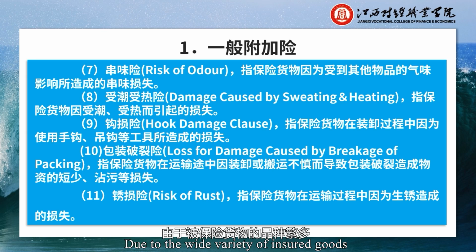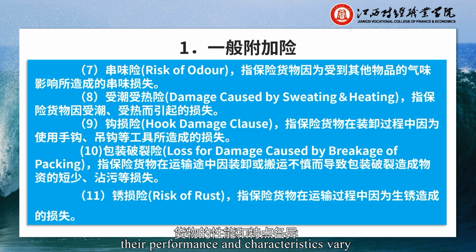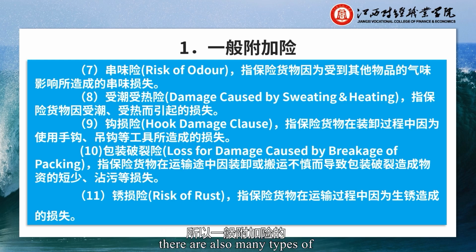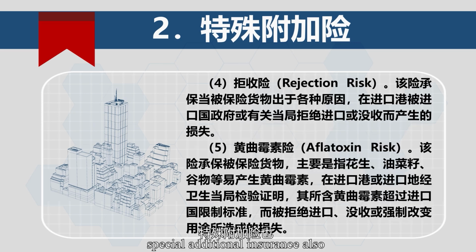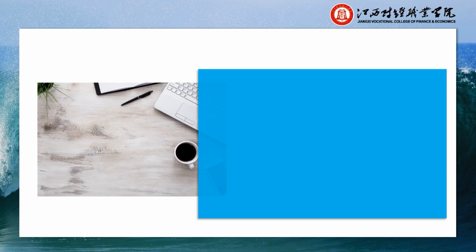Due to the wide variety of insured goods, their performance and characteristics vary, and the general external risks are diverse. There are also many types of additional insurance, mainly include the following. Similarly, special additional insurance also includes the following categories: the scope of coverage and the start and end of liability for war risk insurance require students to pay close attention to.